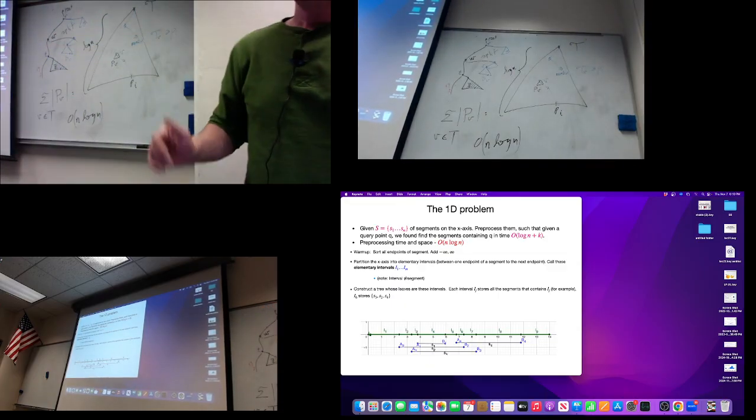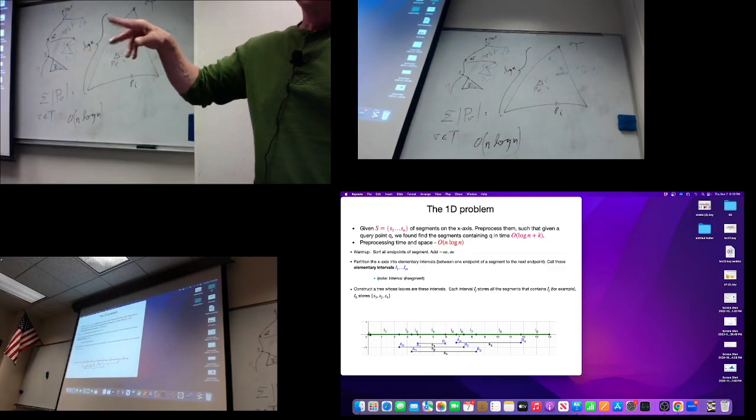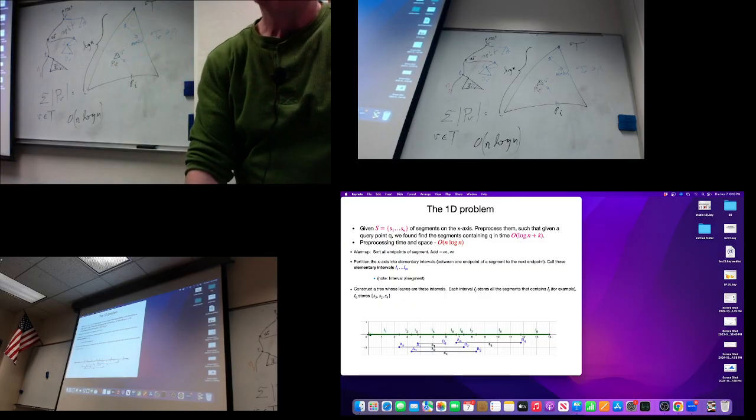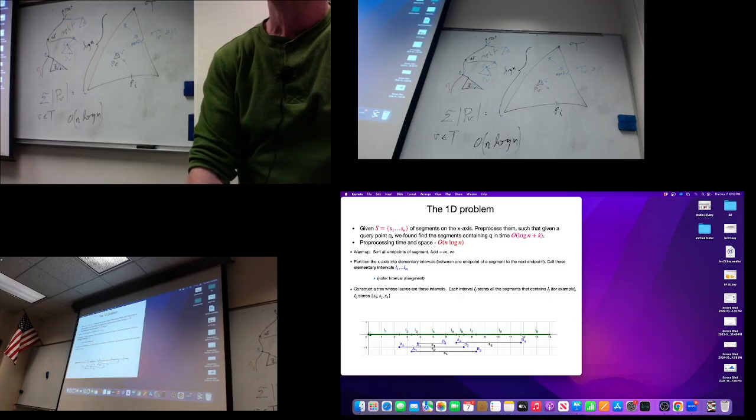Okay, these are elementary intervals. Notice elementary intervals are not the segments. Segments are part of the input. And the elementary interval is just from one endpoint to the next endpoint.